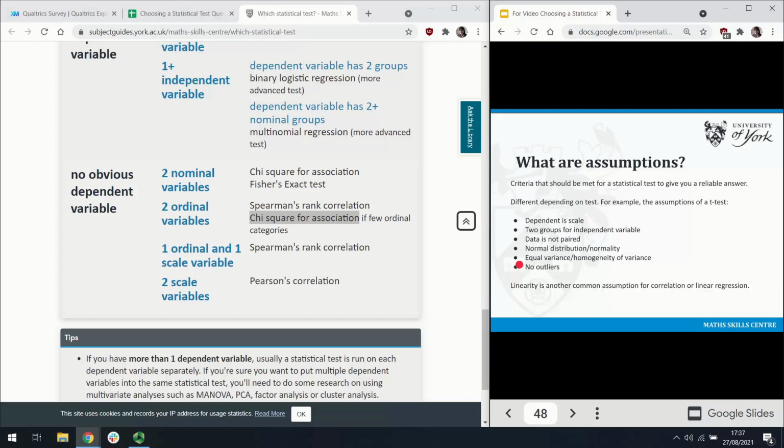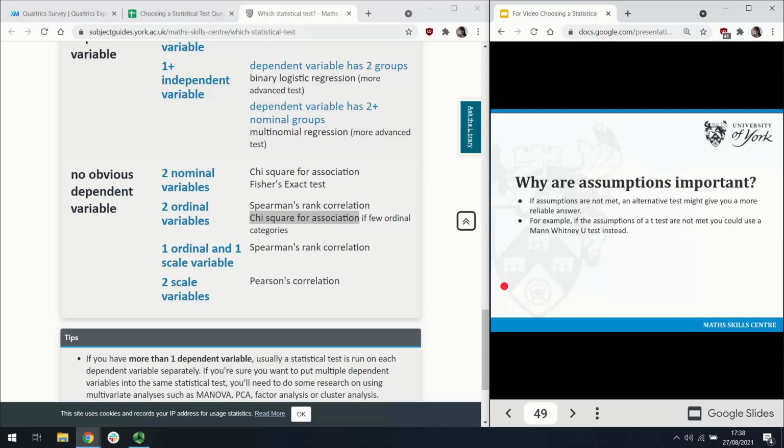And there's another really common assumption that isn't one for a t-test, but I think it's worth mentioning because it's common for correlations and linear regression. And that's something called linearity. And as that name suggests, it's whether your data is in a straight line. So I'll briefly go over that. So as always, I like to use examples when I'm explaining things. So that's what we'll look at now.